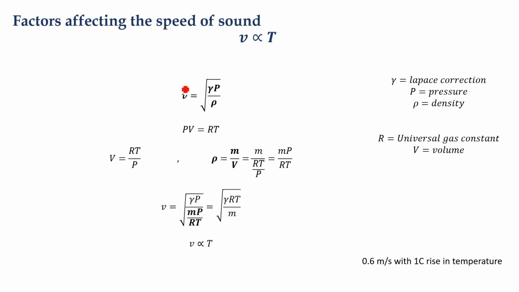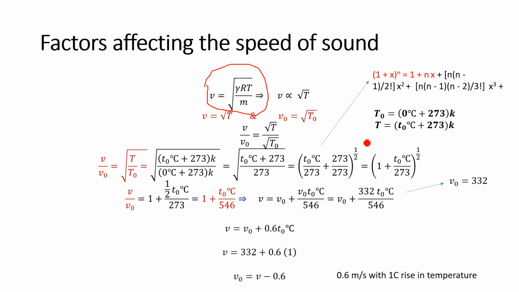This is the initial equation of velocity of sound wave, which is equal to the square root of gamma times pressure divided by density, where we know that mass density is equal to mass per unit volume, and volume from the ideal gas equation is equal to RT divided by P. Substituting this value for rho in this equation and solving, we have derived that V is equal to the square root of gamma RT divided by M, so velocity is directly proportional to the temperature. So the sound speed greatly depends on the temperature of the medium.